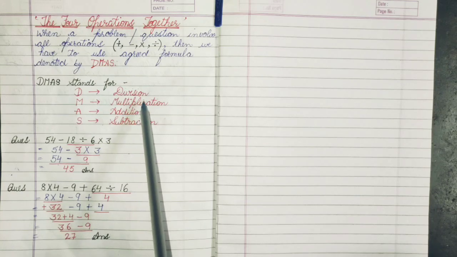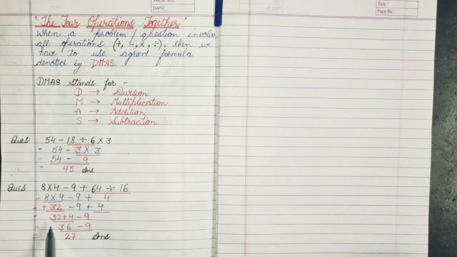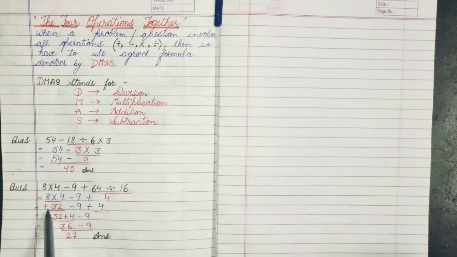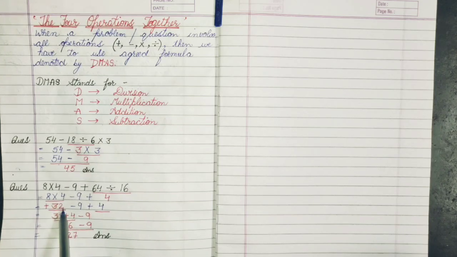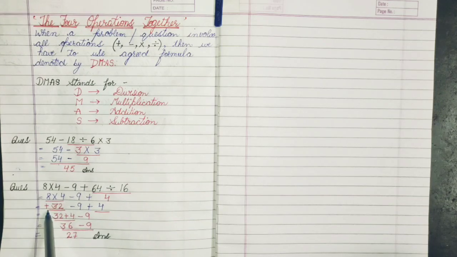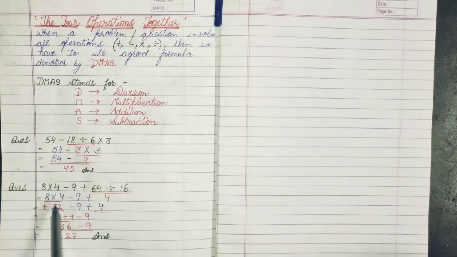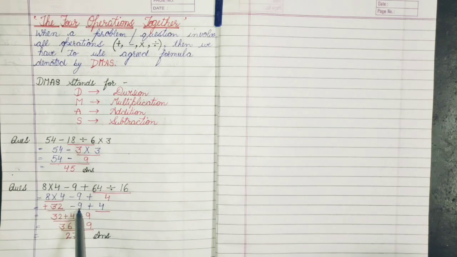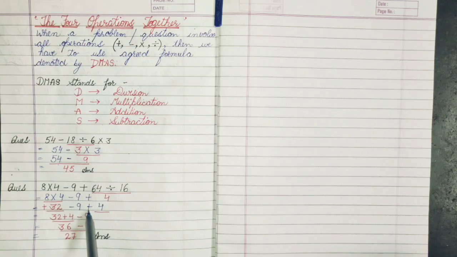Now we have to add. See here, learn first of all one thing. When we are not having any sign before a number, we always use plus sign there. As 32 was not having any sign, I have put plus in front of that. Minus 9, 9 is of minus and 4 is of plus.